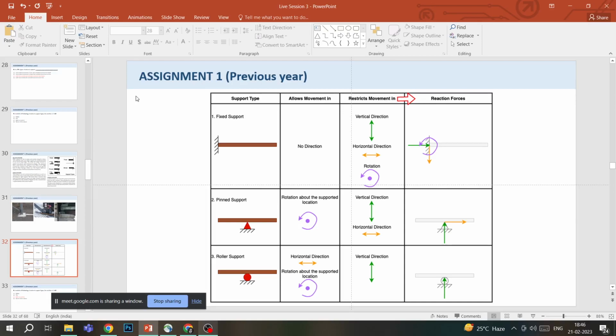Pinned support allows movement in rotation about the supported location, and it restricts movement in vertical direction and horizontal direction. And then the roller support allows movement in horizontal direction, and it also allows rotation about the supported location. It restricts the movement in vertical direction. So movement in vertical direction is restricted in all kinds of support types.